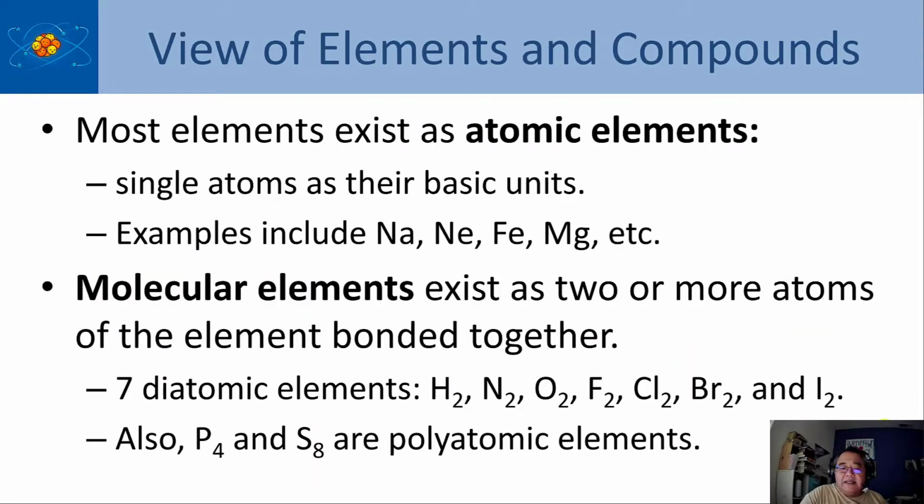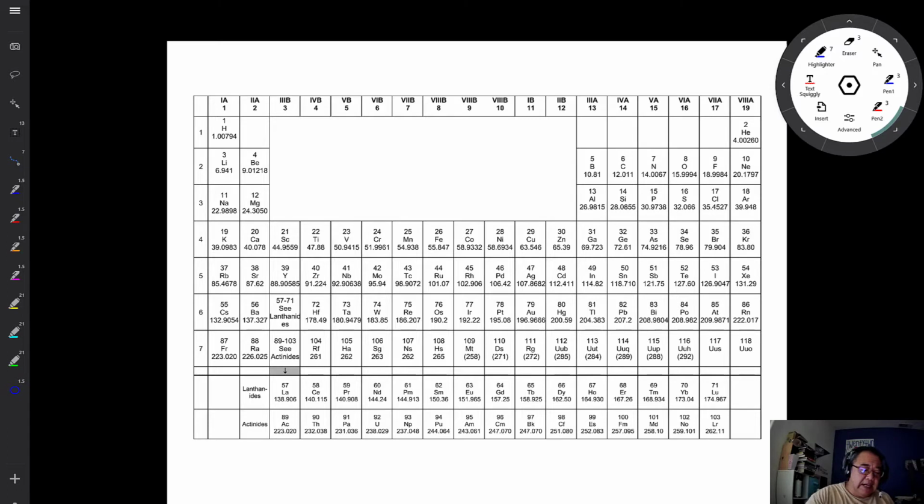So most elements exist as atomic elements. Examples, like I said earlier, are neon and iron, but also sodium. So the majority of the periodic table is atomic. And then we have molecular elements, and there are actually 7 which are diatomic. So we'll pull up a periodic table here. And the 7 diatomic elements are these. I'll highlight in green, starting with nitrogen. Well, that's actually not green. Nice. And then these. Okay, so those are 6 of the 7.